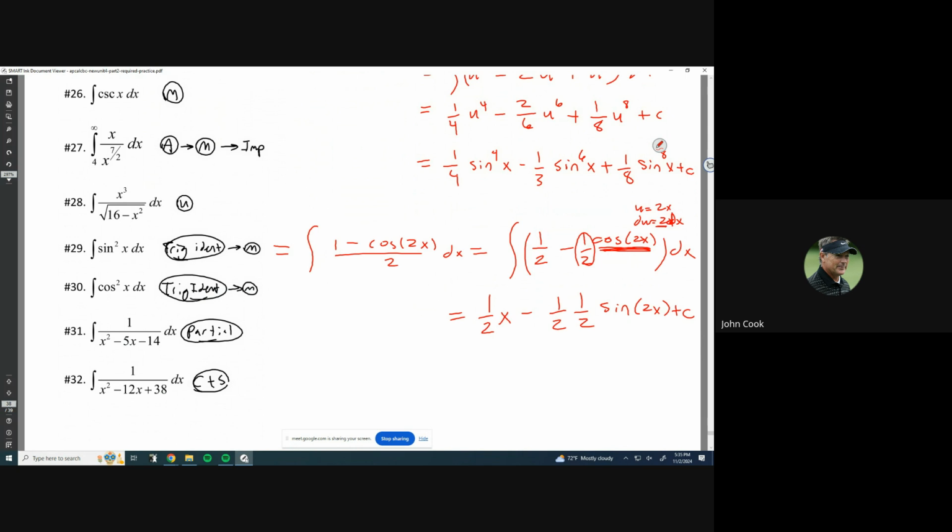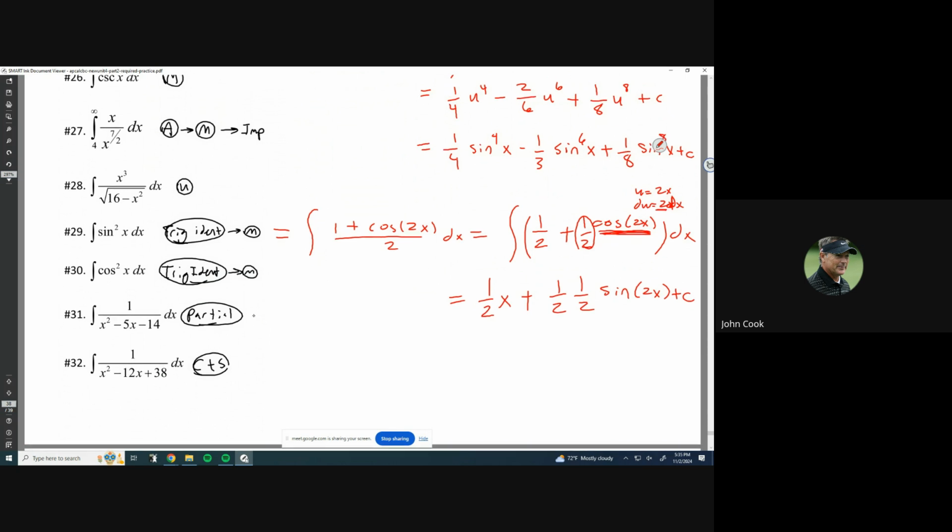And then here's what's interesting about cosine squared. If you use the power reduction rule, this just becomes a plus, and then that becomes a plus, and that becomes a plus. So that's the antiderivative for that one. Okay, so that's up to number 30.